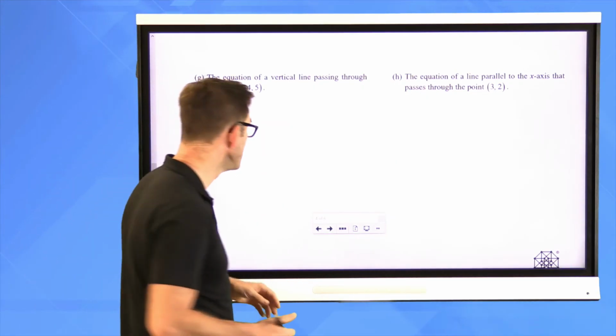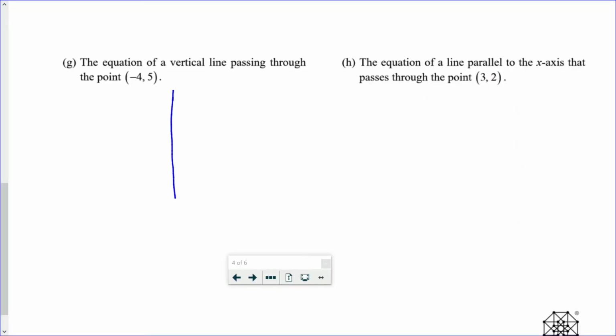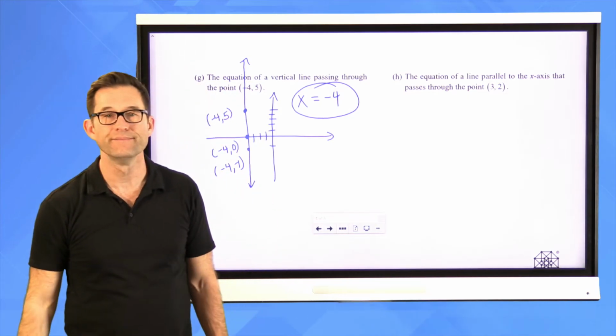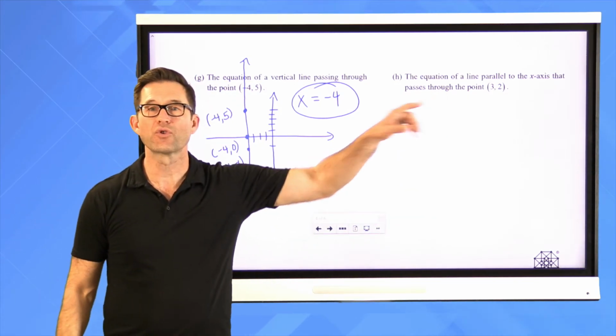Another way to do it is to do a little sketch like we did in that multiple choice problem, where we do 1, 2, 3, 4, 1, 2, 3, 4, 5. We plot the point, we do a sketch of it, and then we think to ourselves, okay, I've got (-4, 5), right? This would be (-4, 0). I could put one down here, which would be (-4, -1), and that should be enough to tell me x equals -4, right? So a little sketch helps. Why don't you try letter H?